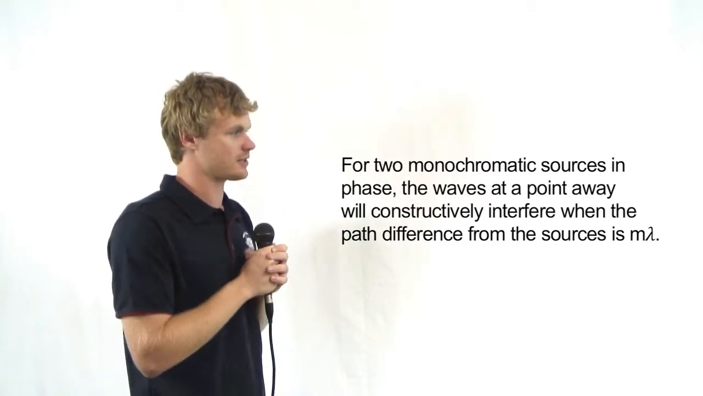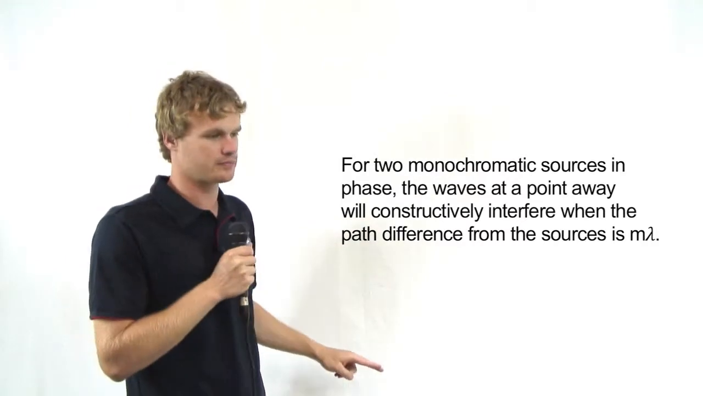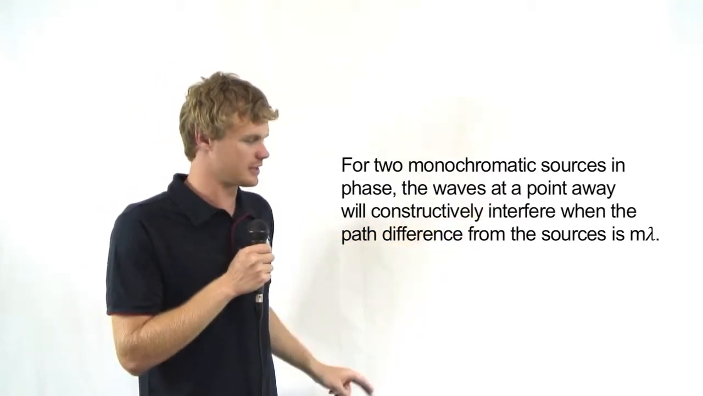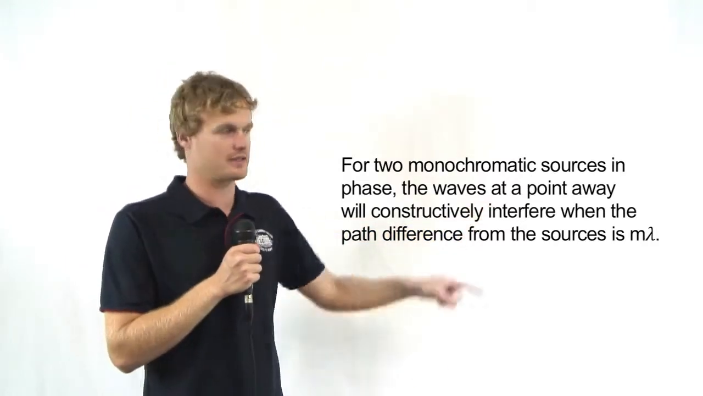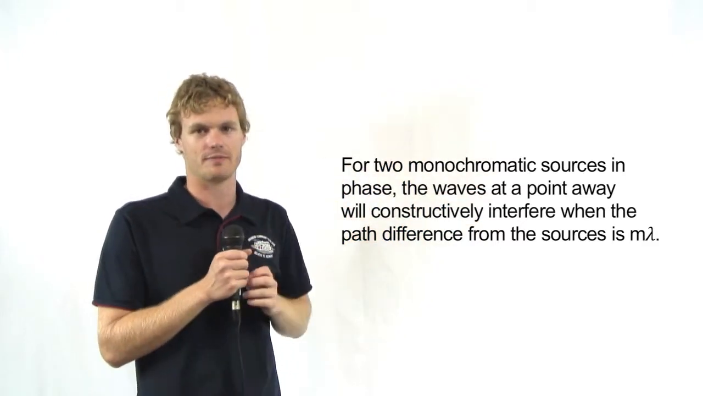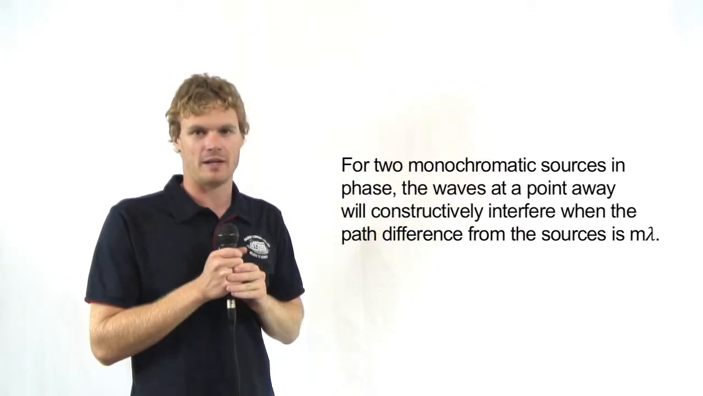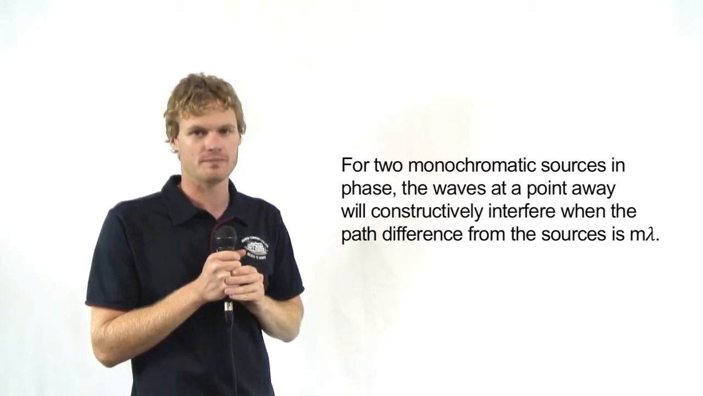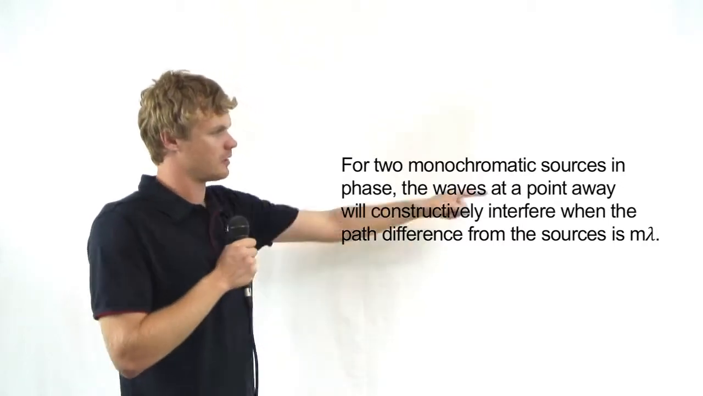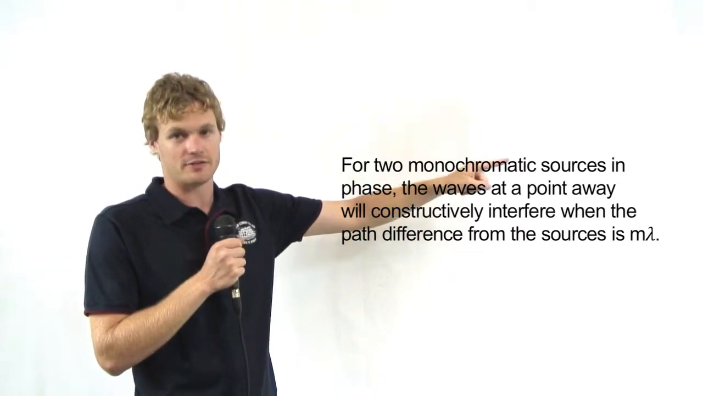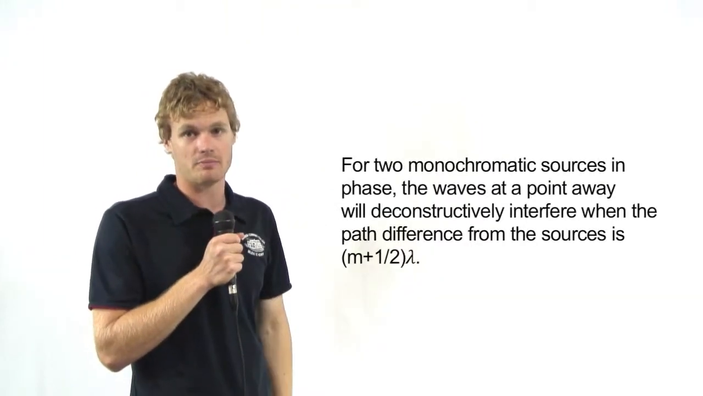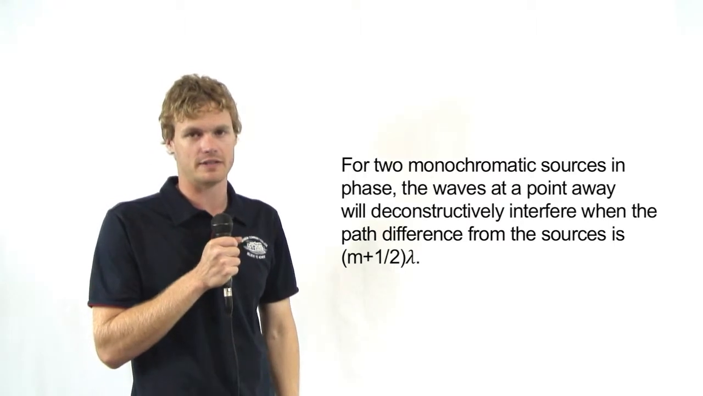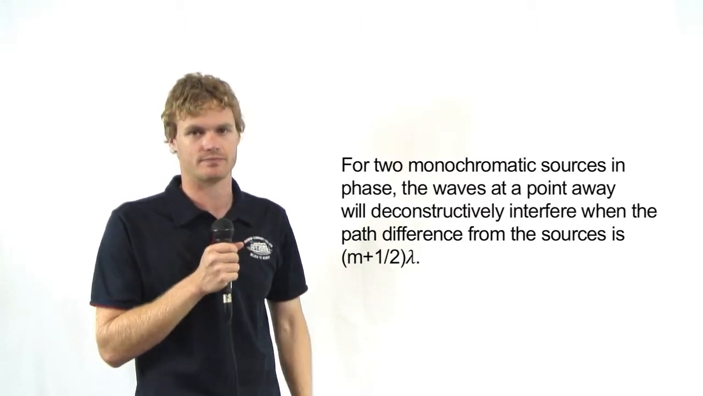This depends on the distance that the second light source has to travel further to get to the same point as the first wave. If it's m lambda wavelengths away, m being just an integer, we're going to get constructive interference. If it's m plus a half wavelengths away, we're going to get destructive interference.